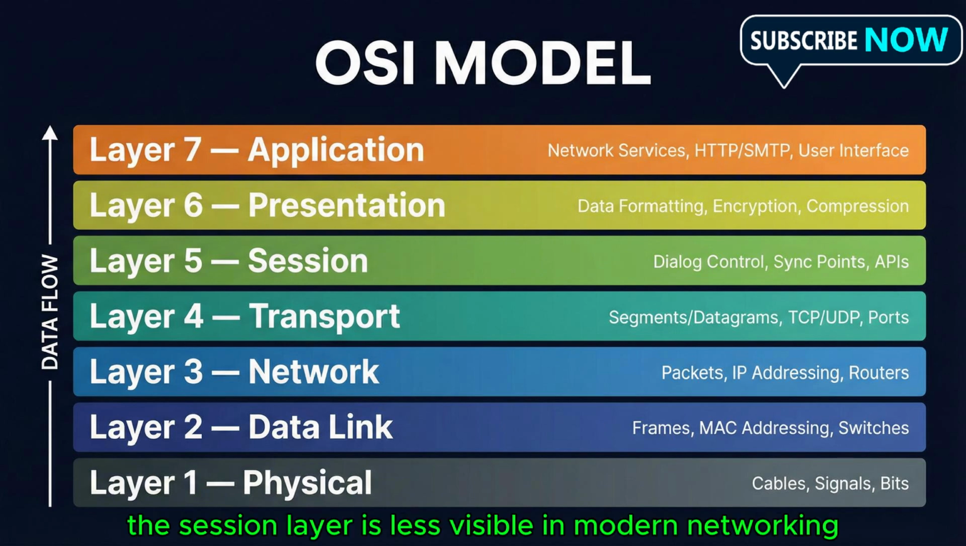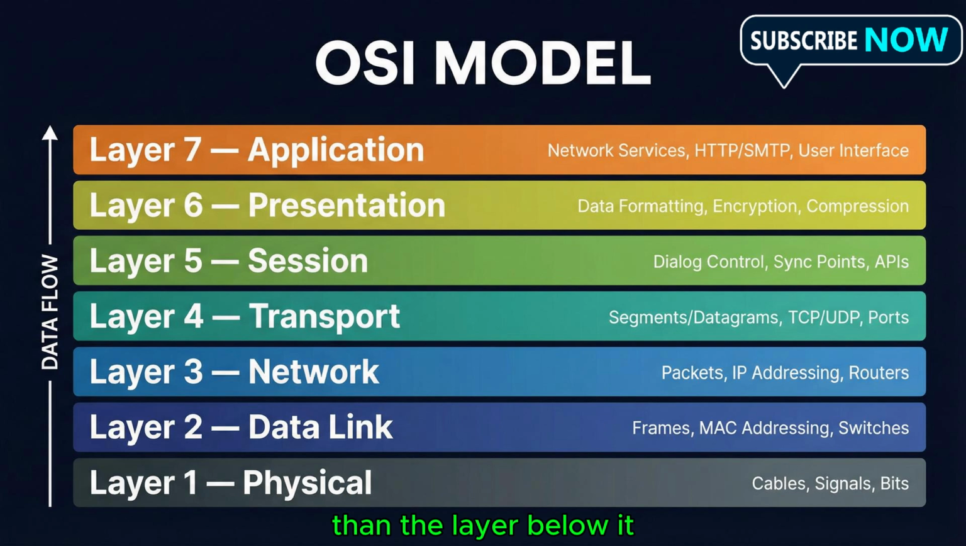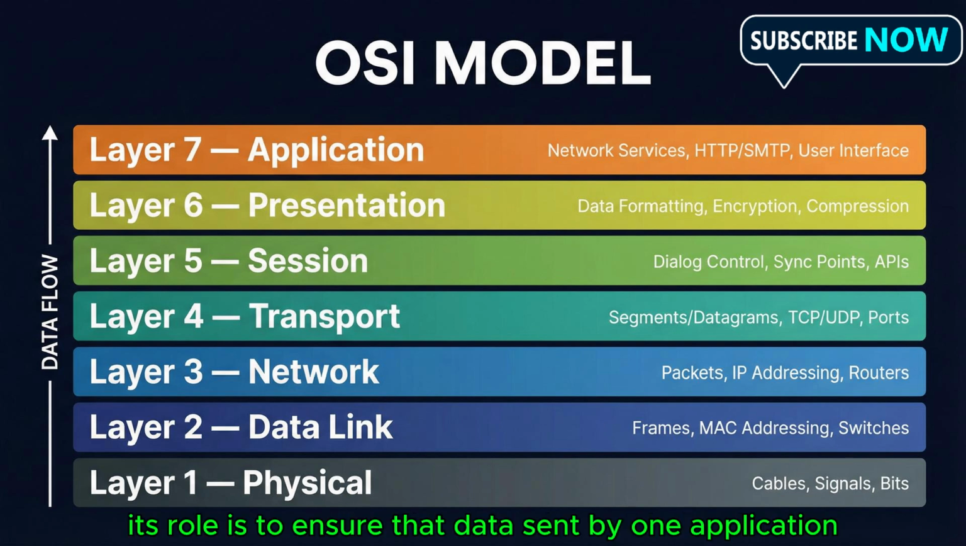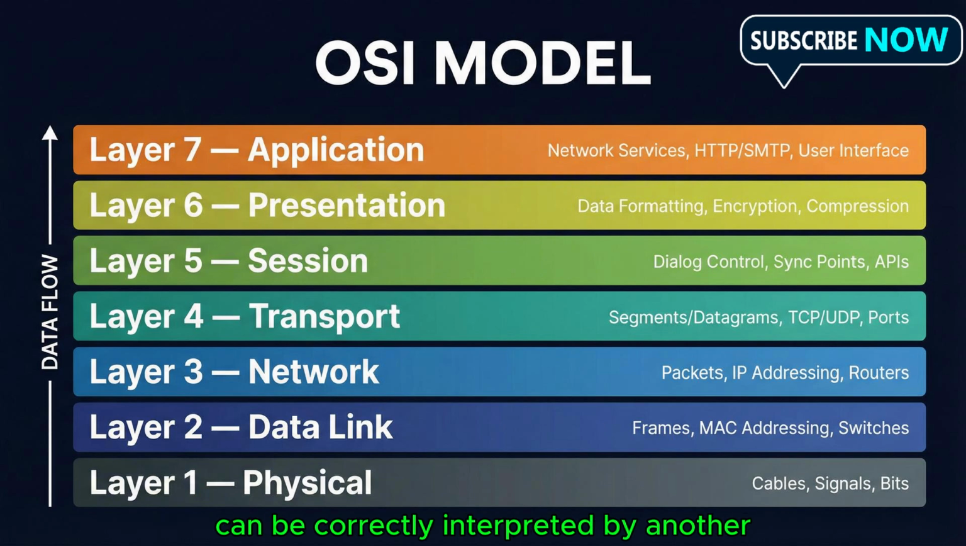The session layer is less visible in modern networking than the layer below it, but its functions are essential to stable, reliable communication. Layer 6 is the presentation layer. The presentation layer is responsible for data formatting, translation, and encryption. Its role is to ensure that data sent by one application can be correctly interpreted by another, regardless of differences in encoding or format. This layer translates the data between the format used by the application and the format used for network transmission.